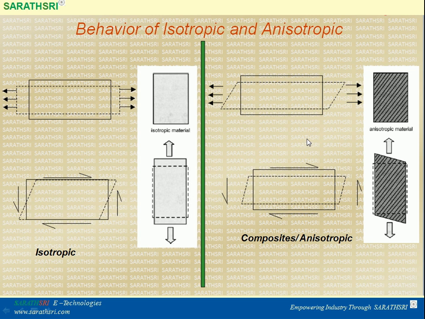In case of anisotropic material, it has different properties at each point. The same material, if subjected to uniform normal pull, undergoes normal strain and at the same time shear deformation or shear strain. The same anisotropic material, if subjected to shear loading, induces shear strain but also induces normal strain, because of the anisotropic nature.